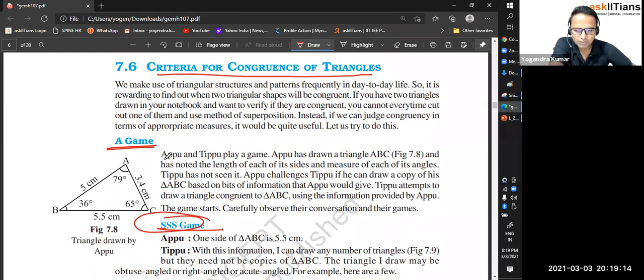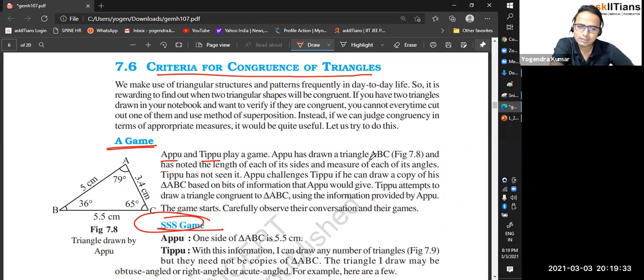So there are two friends. Let me explain it this way. Two friends are there, Appu and Tippu. I think you can understand the names. You can take any other names also if you want. They play a game. Appu has drawn a triangle.